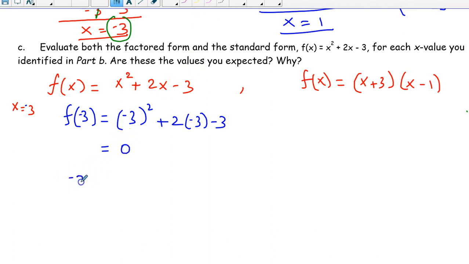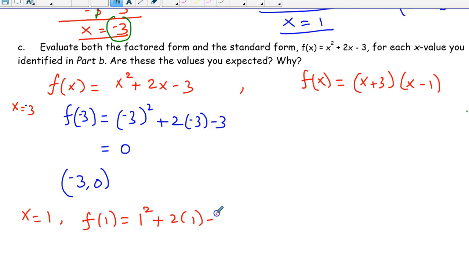For x value negative 3, the value of y became 0. Similarly, if I take x is equal to 1 and substitute, f of 1 is equal to 1 square plus 2 times 1 minus 3, the answer is going to be 0. Just verify.